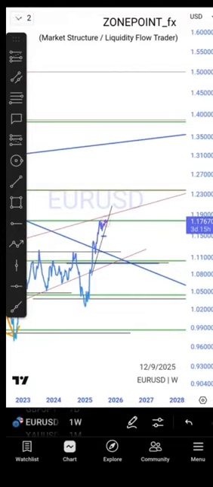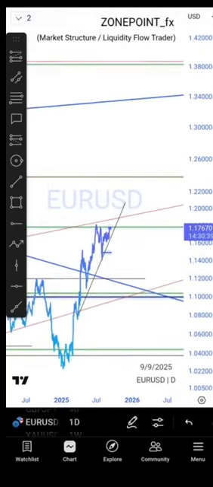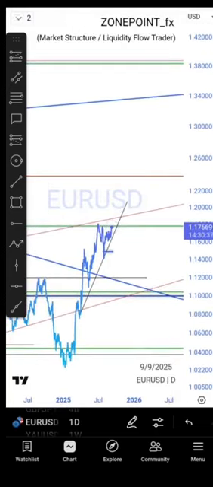So now coming to our daily, things are changing, in the sense that price is reacting around a buy side liquidity. Hope you understand. It is reacting around a buy side liquidity.